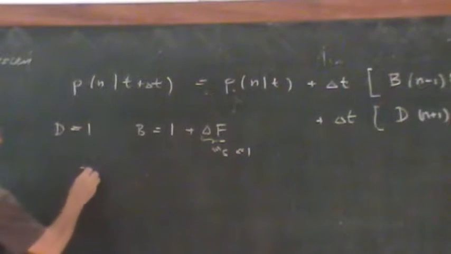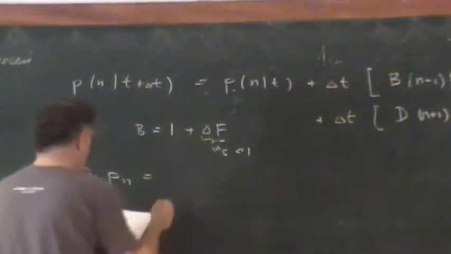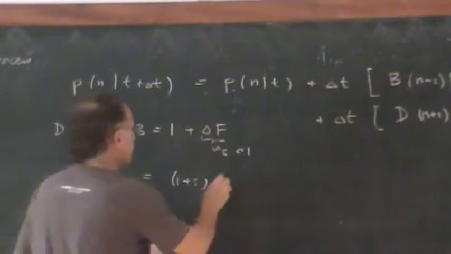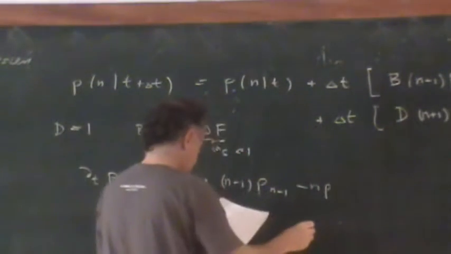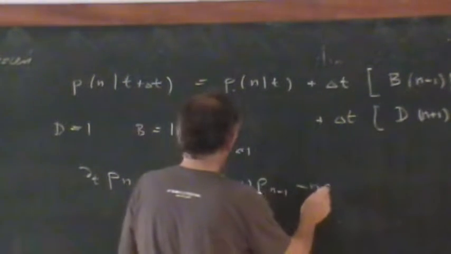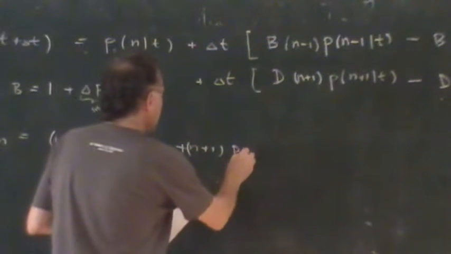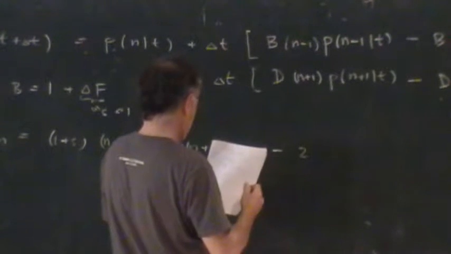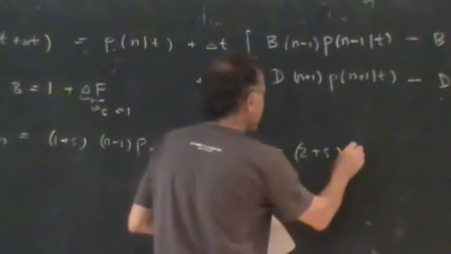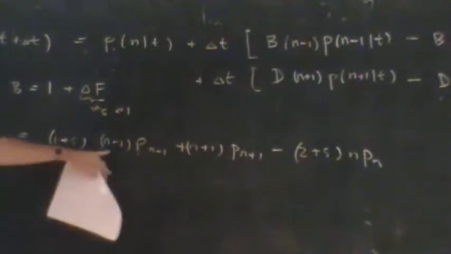Before we solve this, I'm going to rewrite it so it looks a little bit cleaner. Right? And that's plus S, n minus 1, P sub n minus 1, and so on. It's a linear equation, so it can't be that hard to solve.